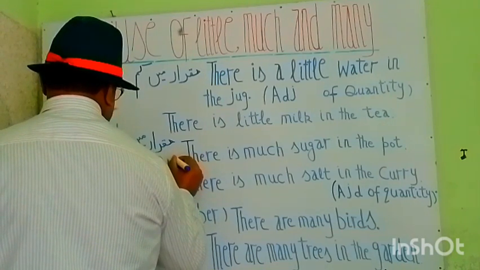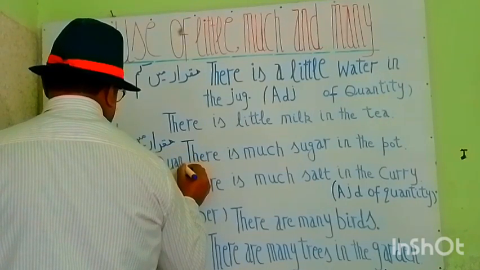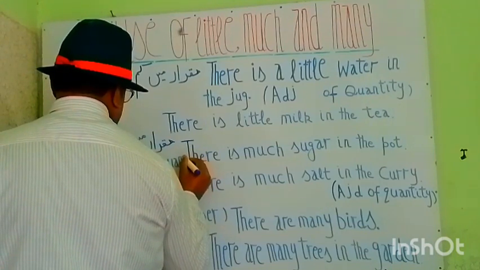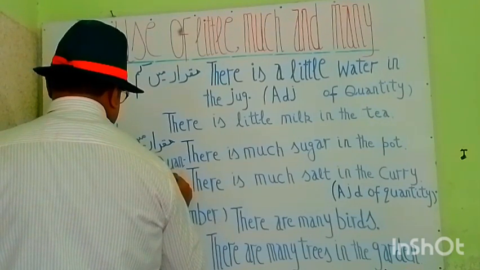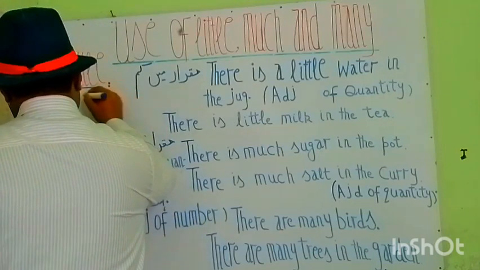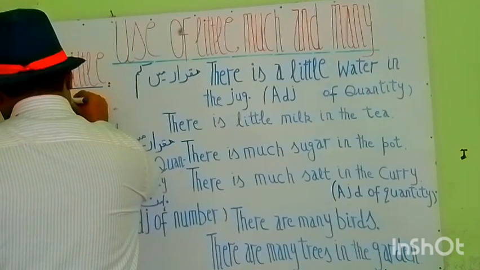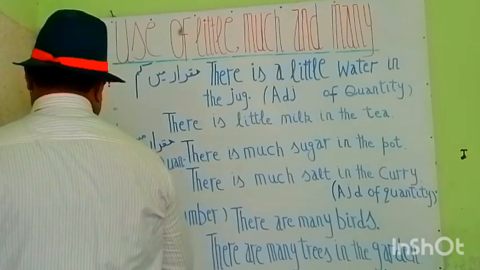Q-U-A-N-T-I-T-Y, in large quantity. So you see my students, यहाँ पे हमने much को डिफाइन किया है in large quantity. और जो little है इसको less quantity, in less quantity. Little जो है ये कम मिक़दार होती है, short, you can say short quantity.